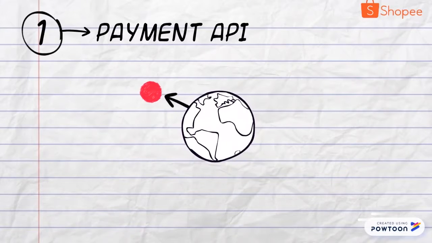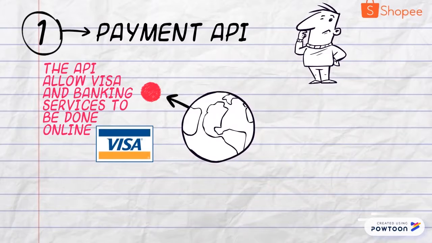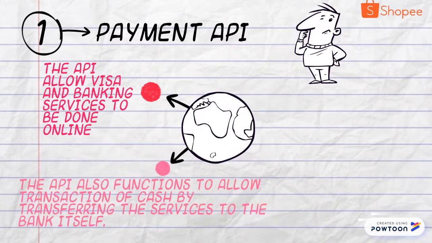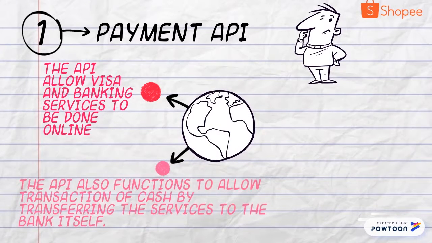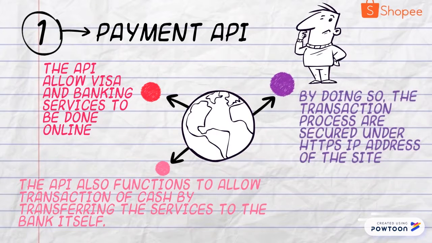Payment API. The API allows Visa and banking service to be done online. The API also functions to allow transaction of cash by transferring the service to the bank itself. By doing so, the transaction process is secure under the HTTPS IP address of the site.